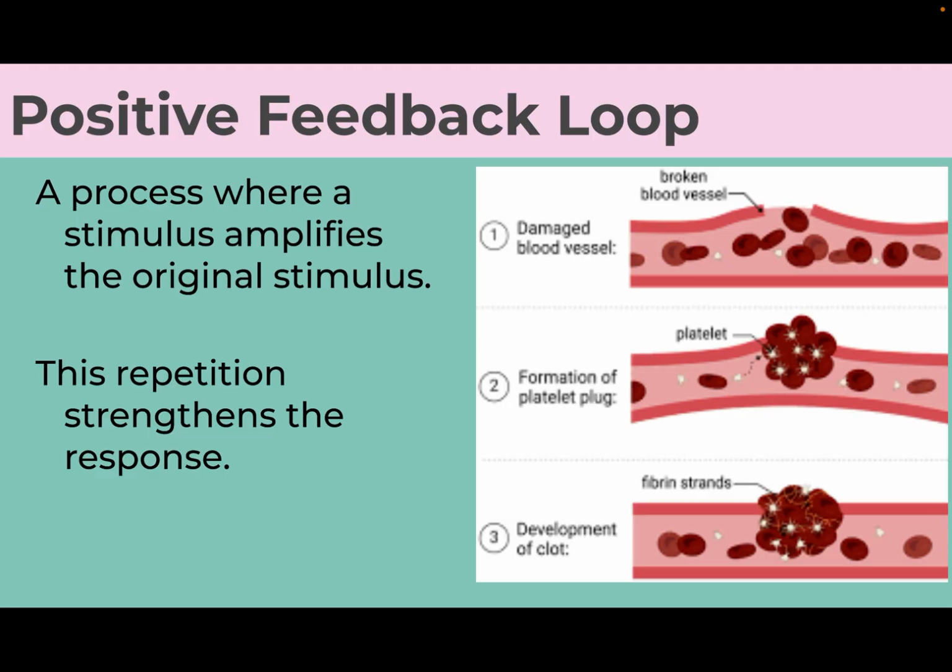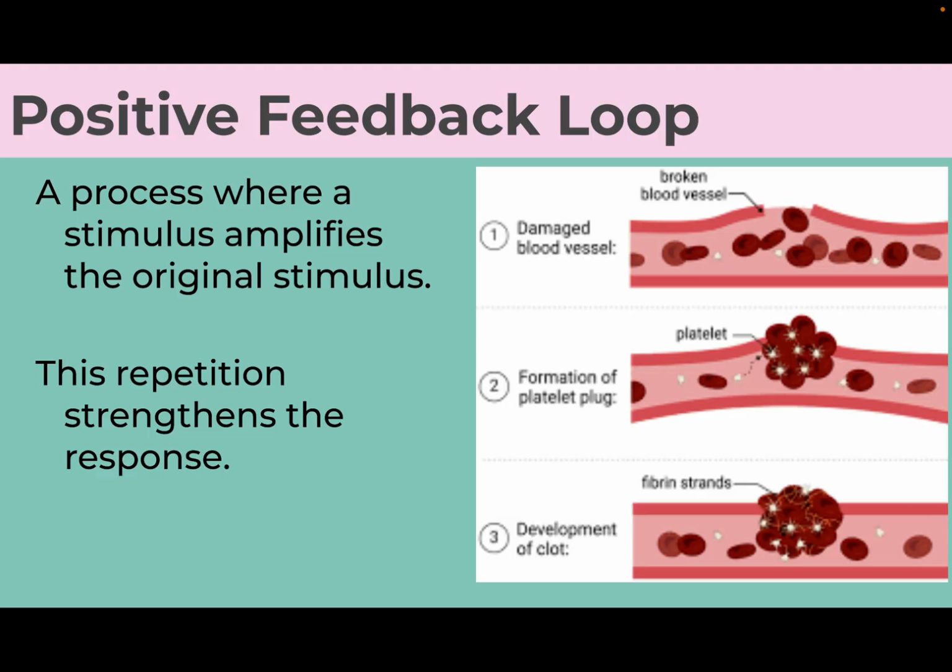Starting off with a positive feedback loop. A positive feedback loop is just going to be a process where a stimulus is going to amplify the original stimulus. The repetition of this amplification is going to strengthen the response. So on your picture, you see the word stimulus, and then you have your control center, and then the effector. The arrow that's at the bottom to the effector will go back up to the top with an arrow pointing to the stimulus, meaning that we are going to be strengthening that response.